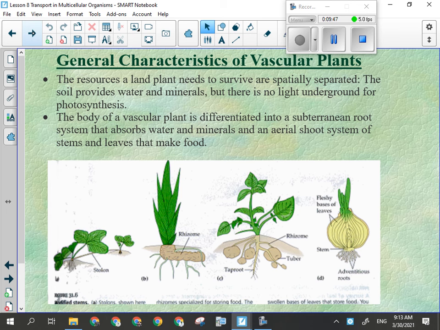If you're trying to watch your calorie intake, potatoes are the last thing you want to eat. Because they are full of starch, it's full of calories. They're a very high energy food.